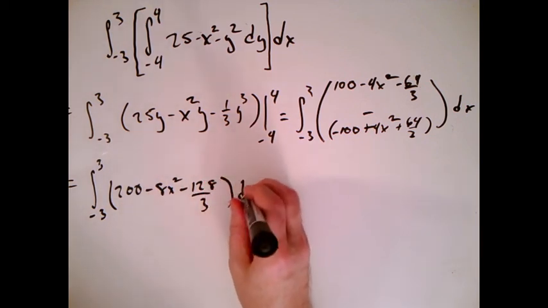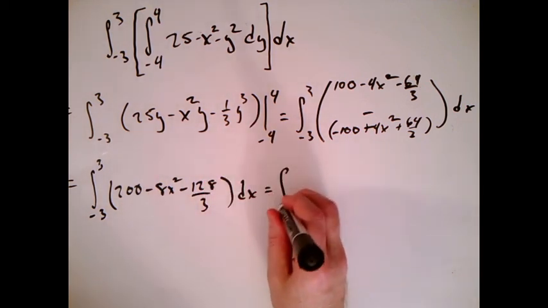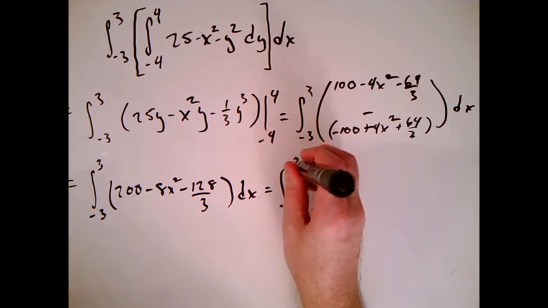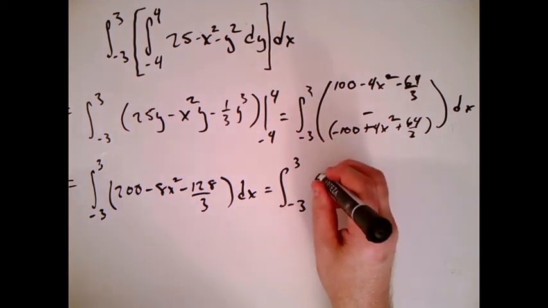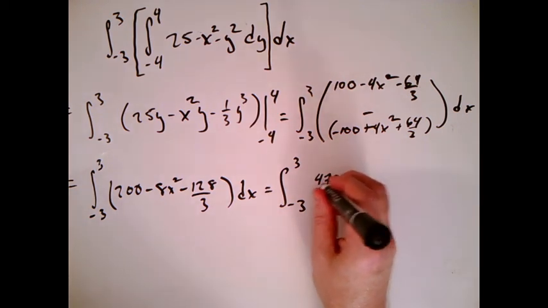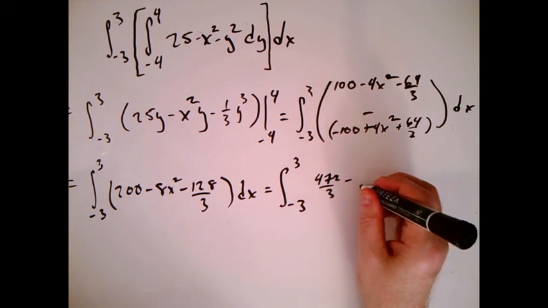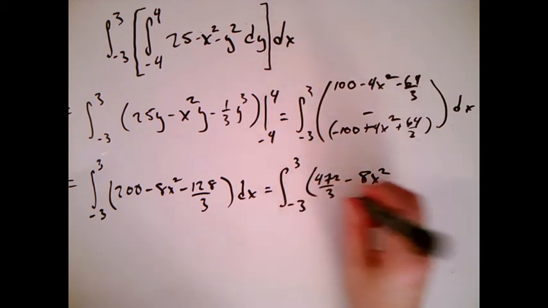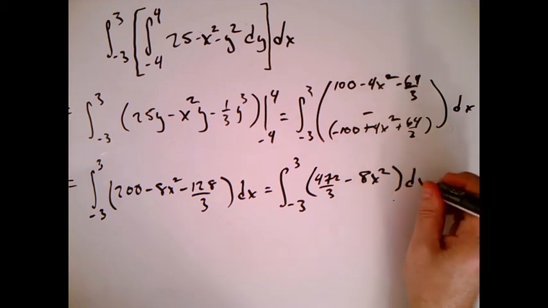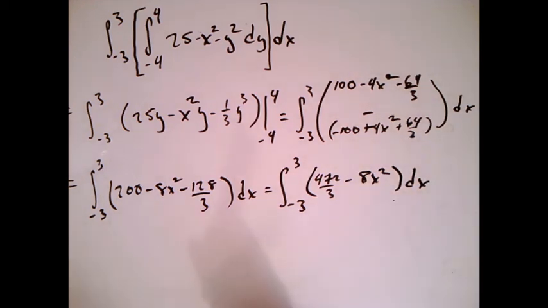Let's see here. This is dx. I'm still doing some simplifying. I really shouldn't have to, but here we go. 600 minus 128, that's 472 thirds. So I'm going to get 472 thirds right there, minus 8x squared, like that, dx. And I think that's right.